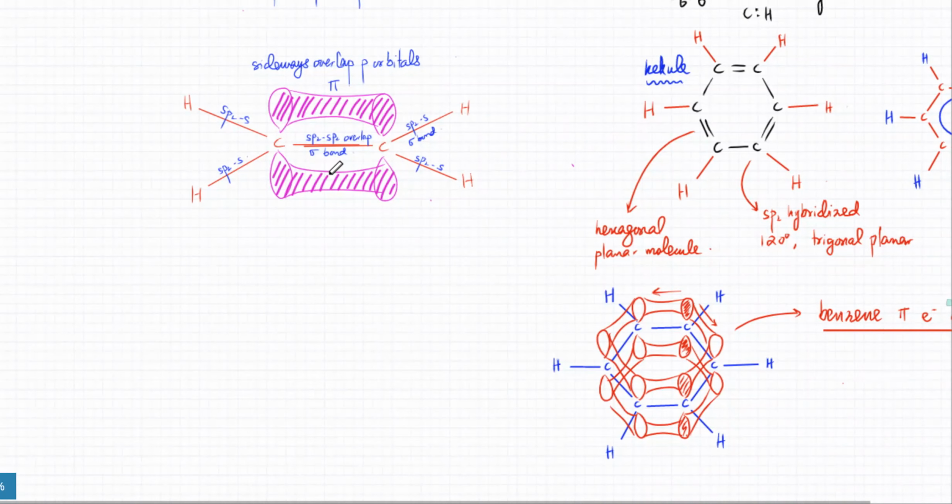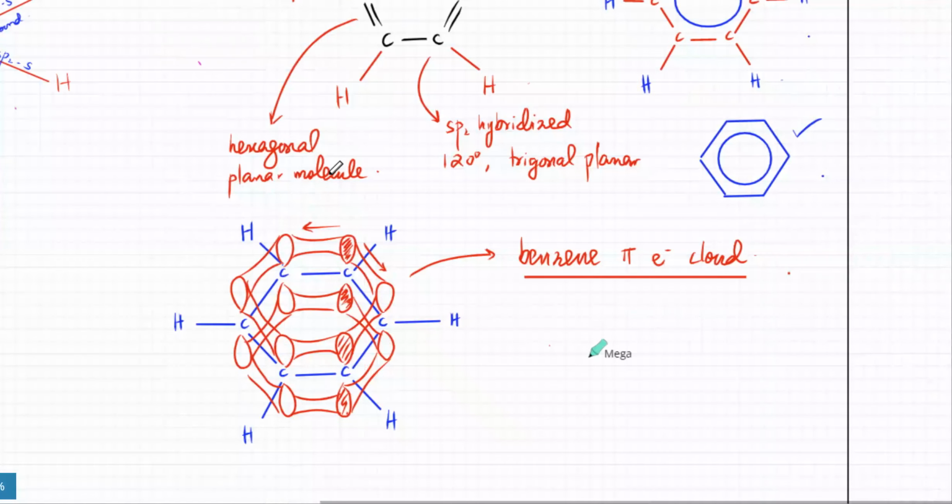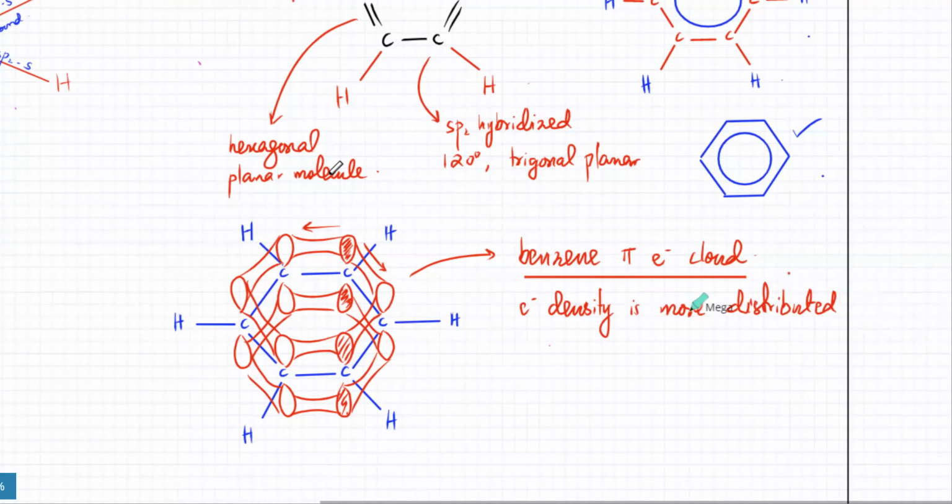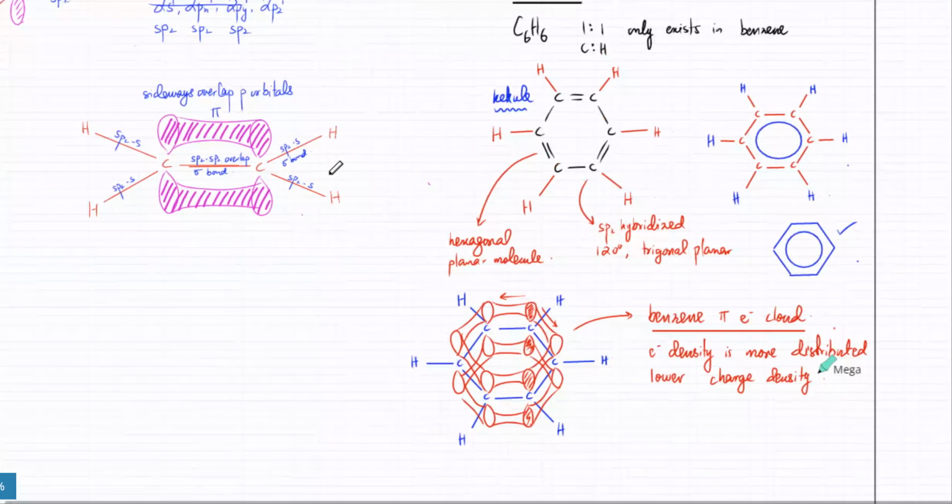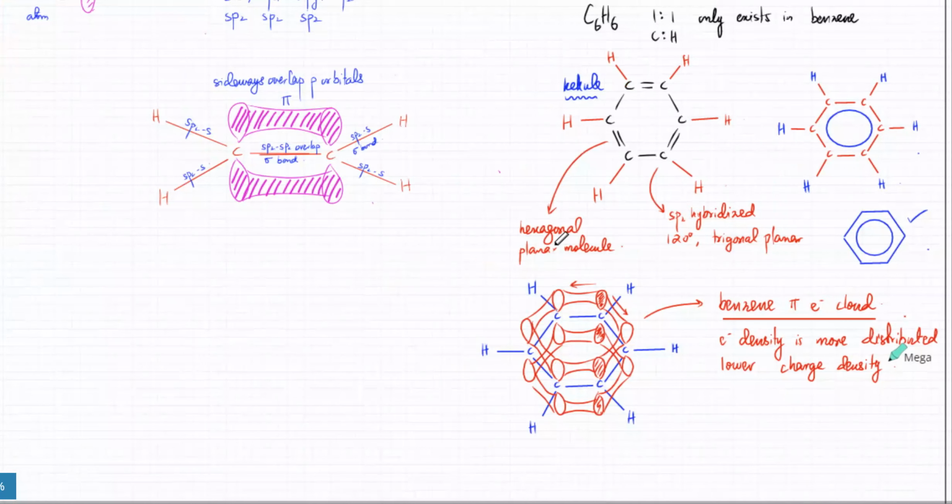But now in benzene, remember this, the benzene pi electron cloud, the electron density is more distributed and you have a much lower charge density. And so benzene also has a double bond, but the double bond is a lot weaker than an actual double bond.